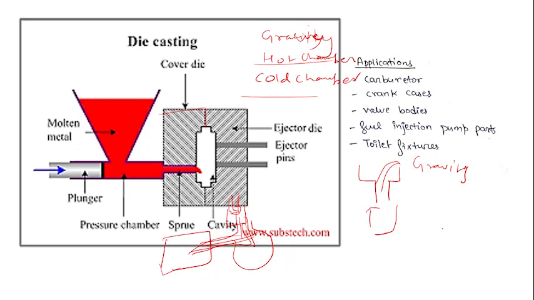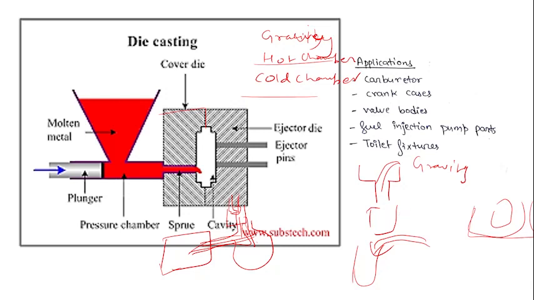In cold chamber, your furnace will be somewhere apart from your die. You are getting your molten metal from there, and then you are pouring it into the die. That is cold chamber. The furnace is not connected with the die in the cold chamber.